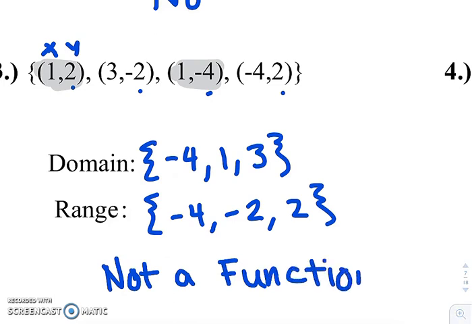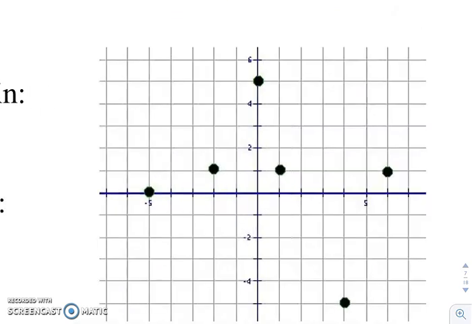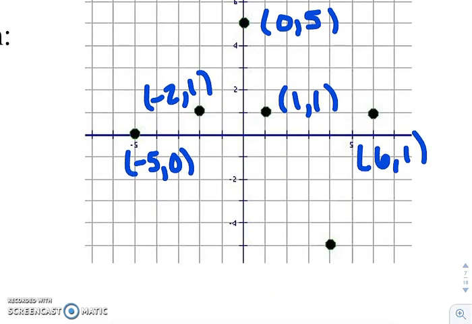So we can have a table, we can have ordered pairs listed, we can also have a graph with ordered pairs, so that's number 4. If it helps, you can write the ordered pairs at the points. So this would be -5, 0, -2, 1, 0, 5, 1, 1, 6, 1, 5, -5.